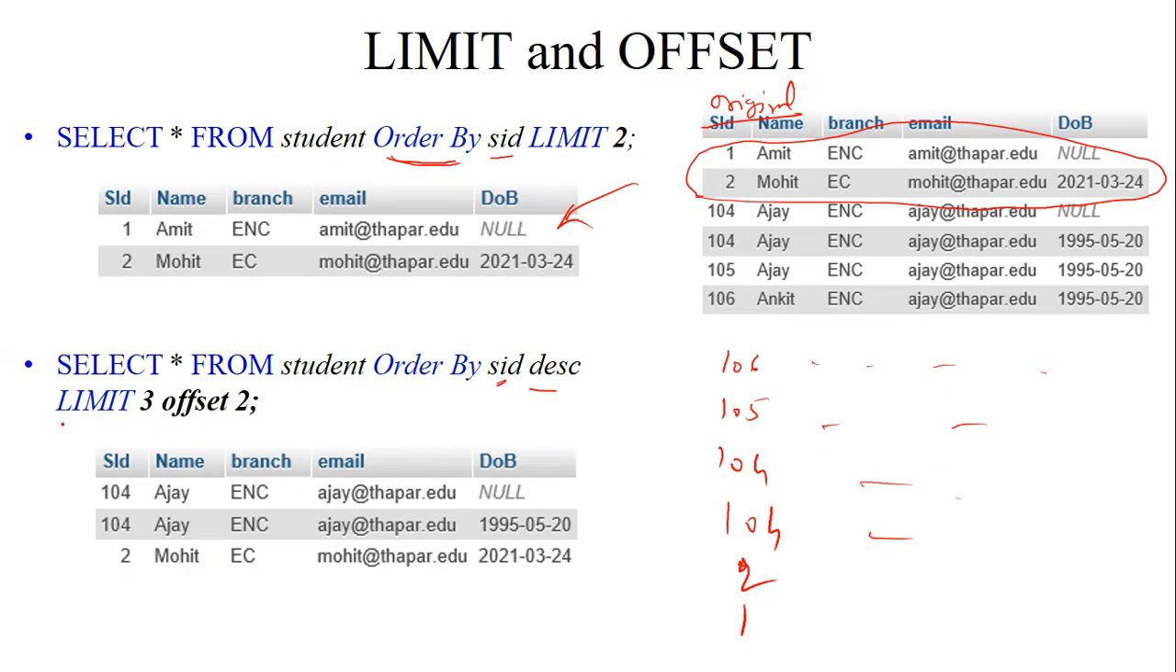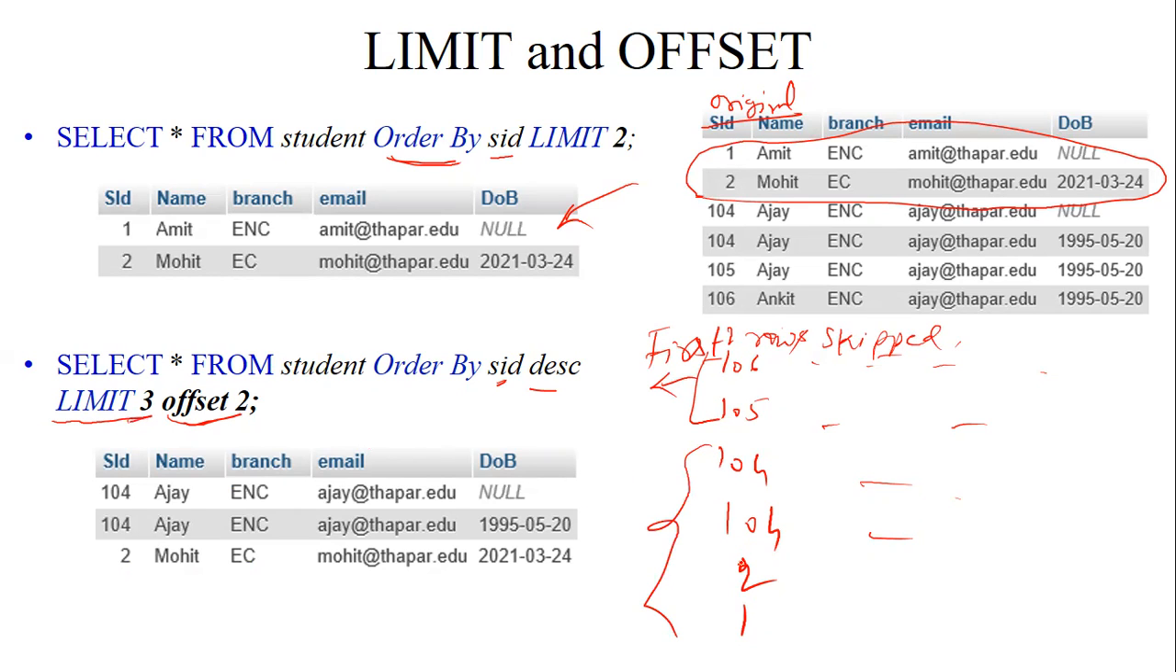Now here we are specifying limit 3, so only 3 rows will be displayed. Which 3 rows are displayed is defined by the offset. Offset 2 means we have to skip the first 2 rows. So the first 2 rows will be skipped through the offset, and then the rest are displayed from here.